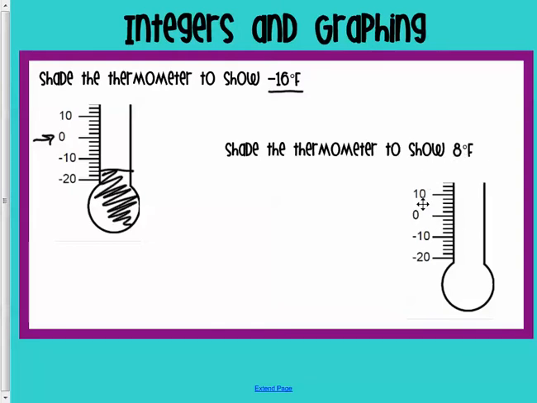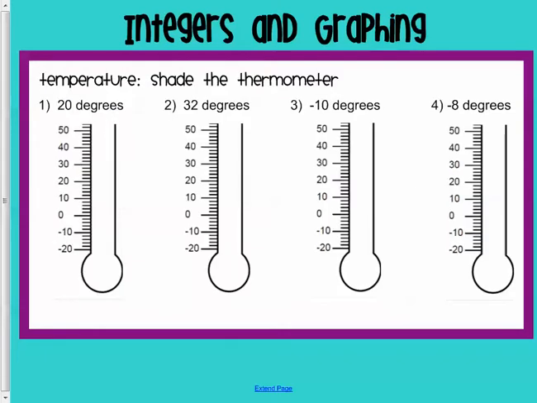If it was above 0, like for example positive 8, then we go up from 0, 2, 4, 6, 8, because these skip count by 2s. So make sure that you check your thermometer's scale, because some of them go by 2s, some of them go by 1s, and we fill it in. Go ahead and fill in the following thermometers for me, and I'll be back in just a second to show you what I did.